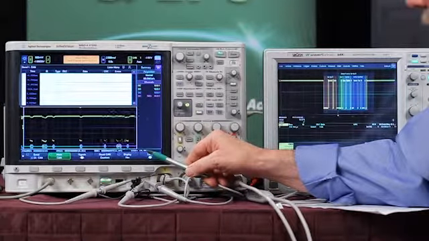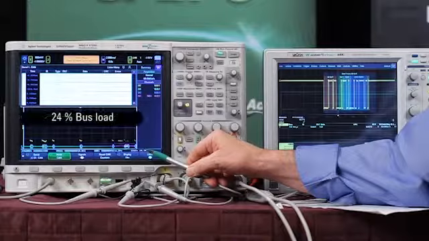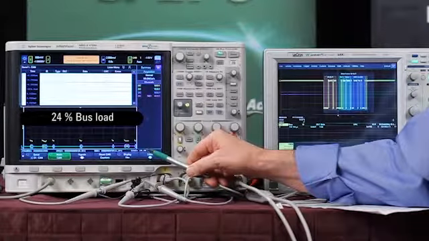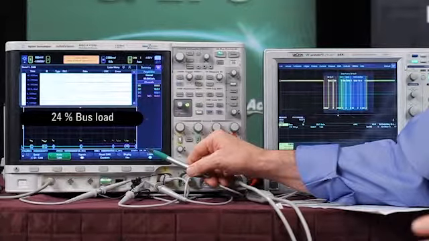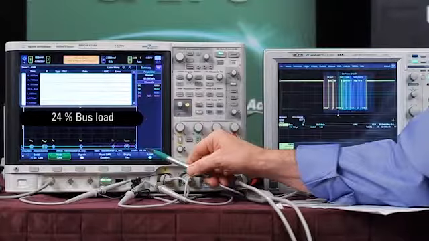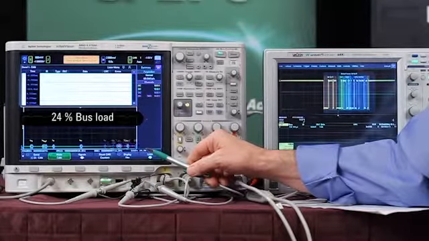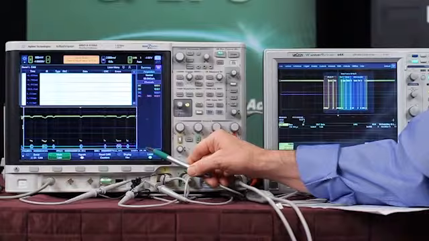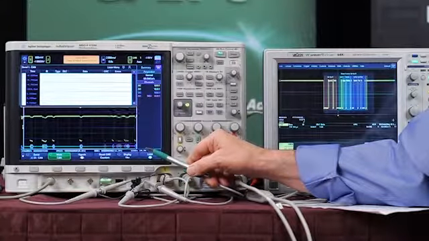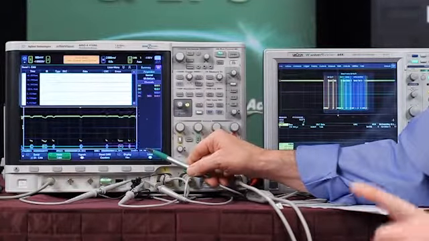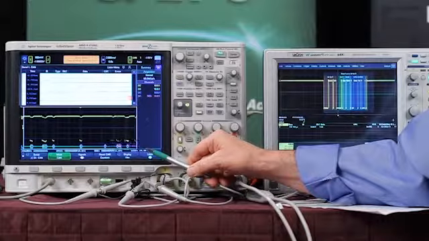Now, the bus load measurement is a very important measurement for automotive CAN applications. Here we see we are measuring approximately 24% bus load. Typically, automotive engineers don't want their CAN to be operating any higher than 30% bus load in order to minimize arbitration and to minimize errors. So this is a real-time frame counter and bus load measurement.